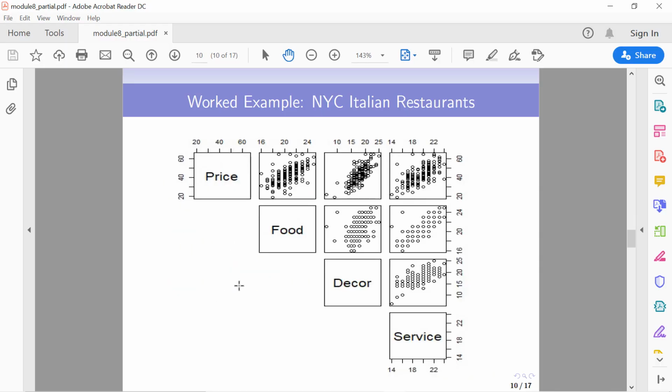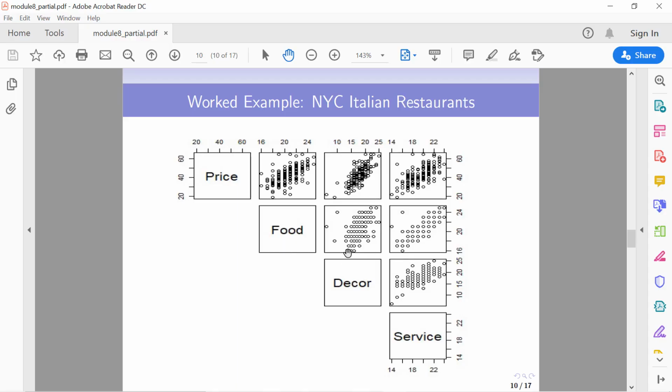So a few things we can do, right? Some exploratory data analysis. These are the scatter plots. They tell us the relationship between just two of these variables. If you look at the plot for price and food, it looks like a positive linear relationship, but this doesn't take into account decor and service. Likewise, price and decor looks to be a strong positive linear relationship, and price and service seems to be a strong linear relationship as well.